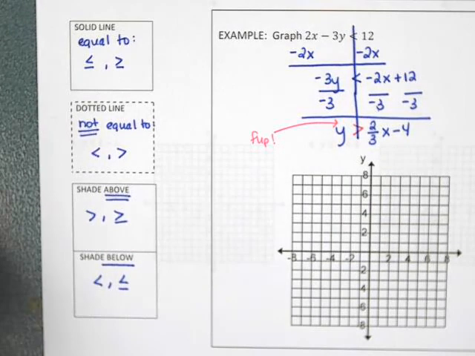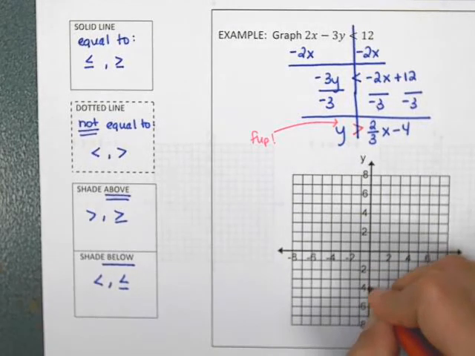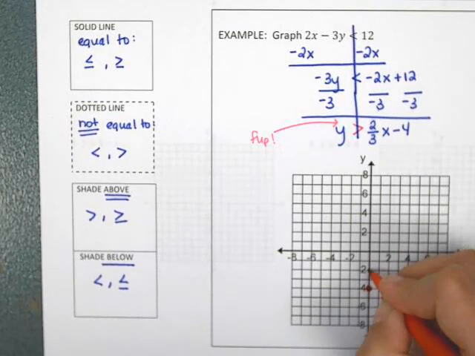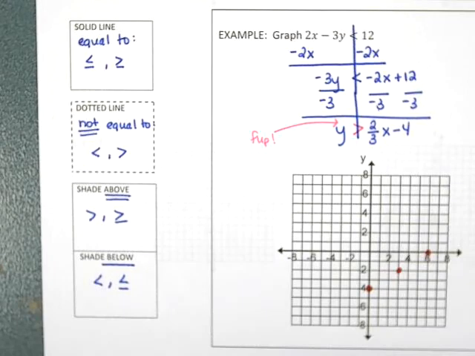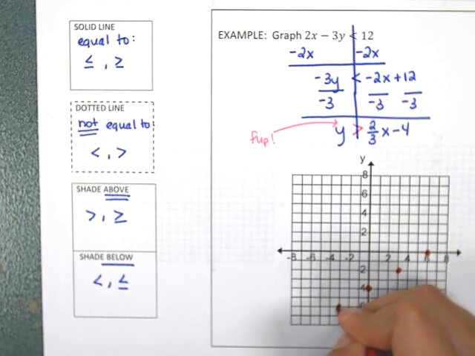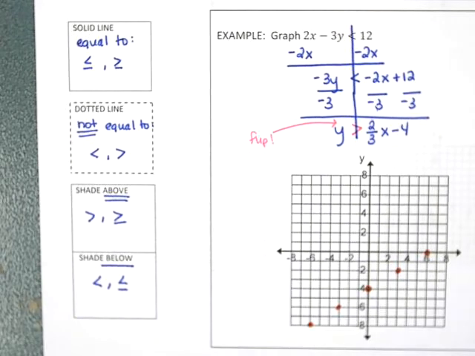Now I'm going to graph the y-intercept and the slope. So the y-intercept would be negative 4. From there, rise 2, run 3, rise 2, run 3. I could also go down 2, left 3, down 2, left 3.